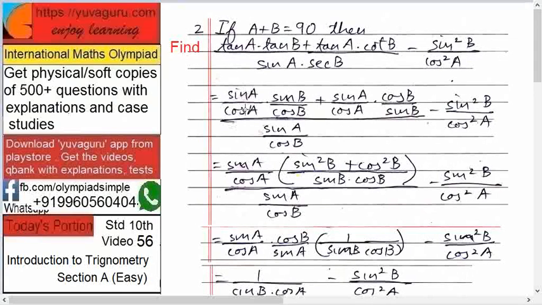Tan a means what? Sin a upon cos a. Tan b is sin b upon cos b, plus tan a again sin a upon cos a. Cot b is the reverse of tan.